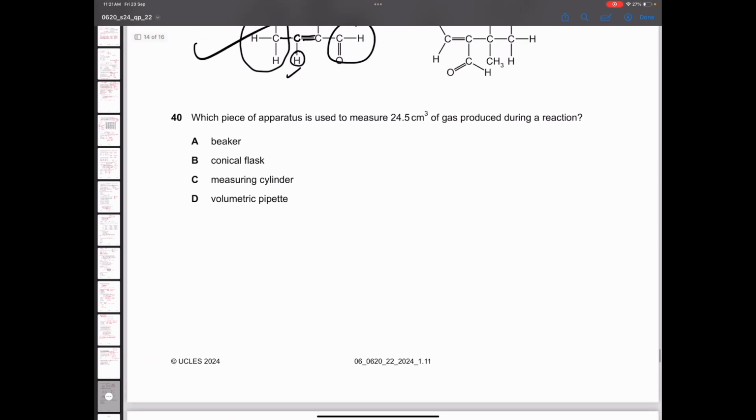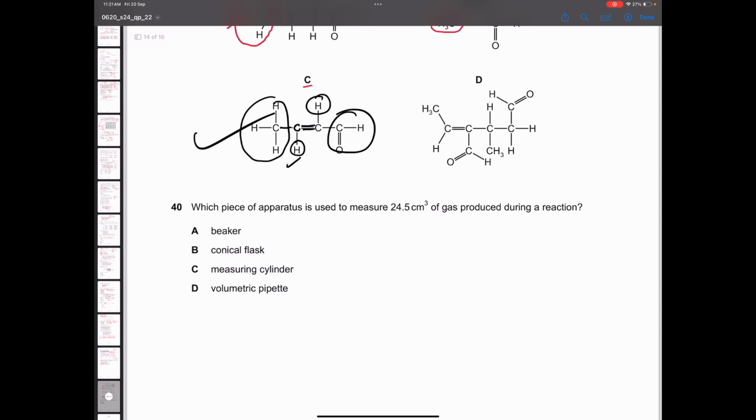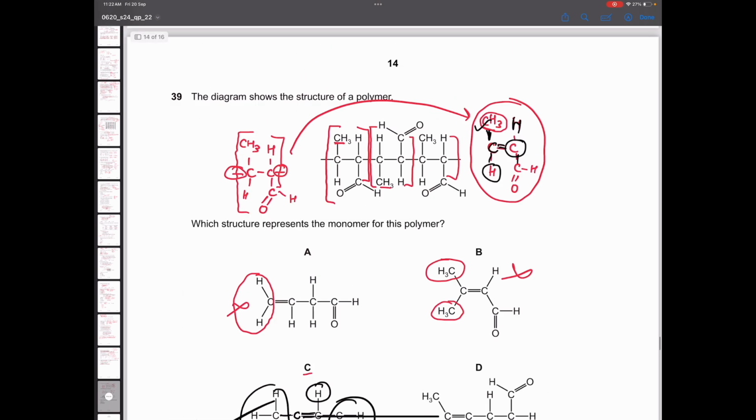Last question. Which piece of apparatus is used to measure 24.5 cm³? Now, a pipette could have been used if it was 25 cm³, and burette they have not mentioned here, so you will have to pick the measuring cylinder. So, option C is correct.